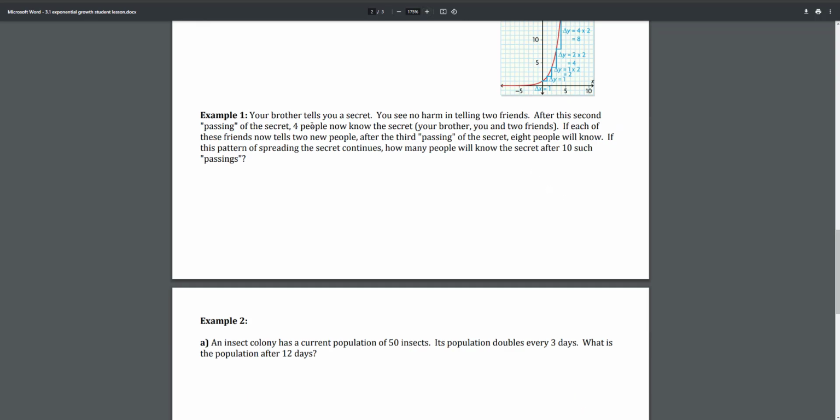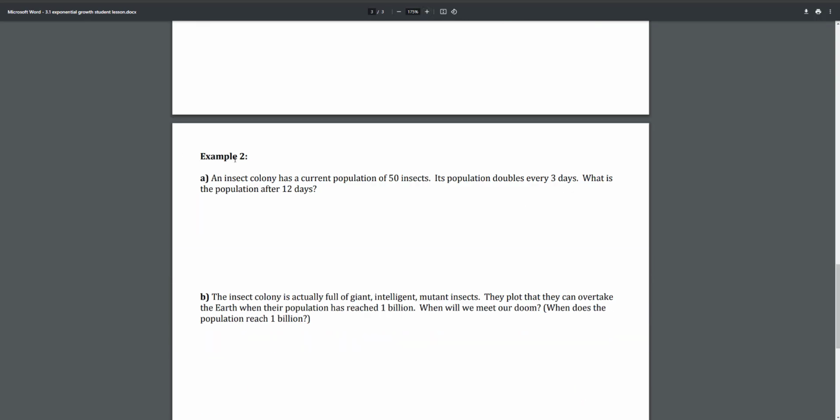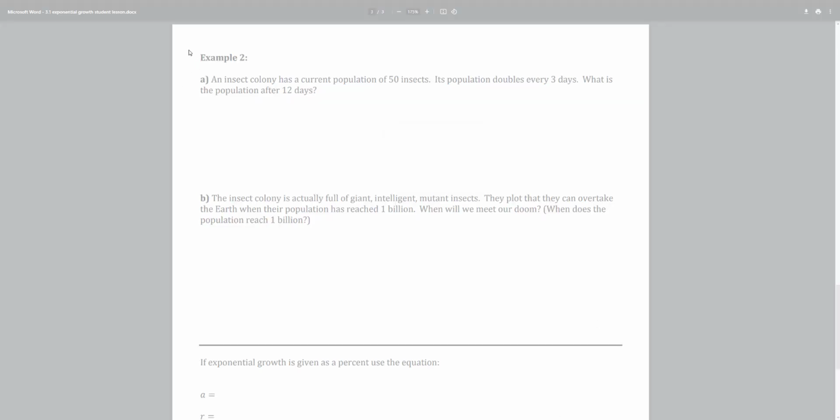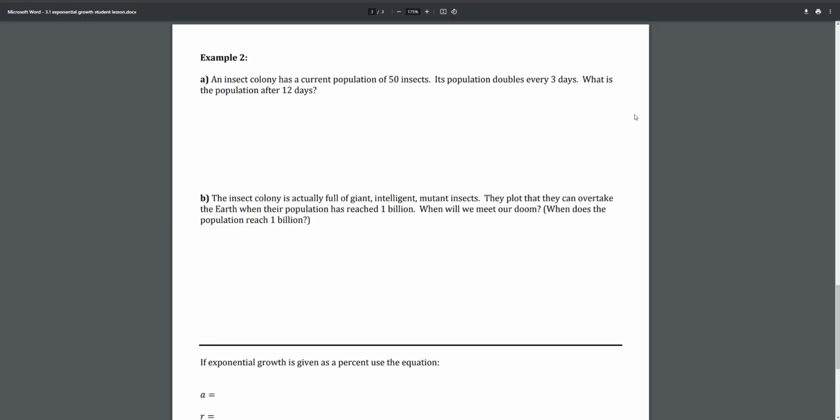I don't like this first question. It's annoying. We're going to example 2. Example 2. Let's apply everything that I just talked about.